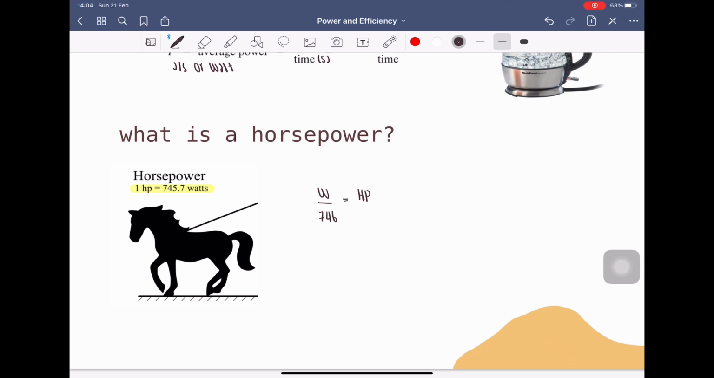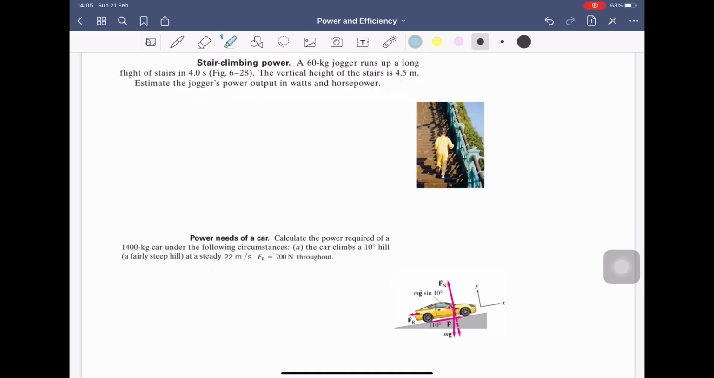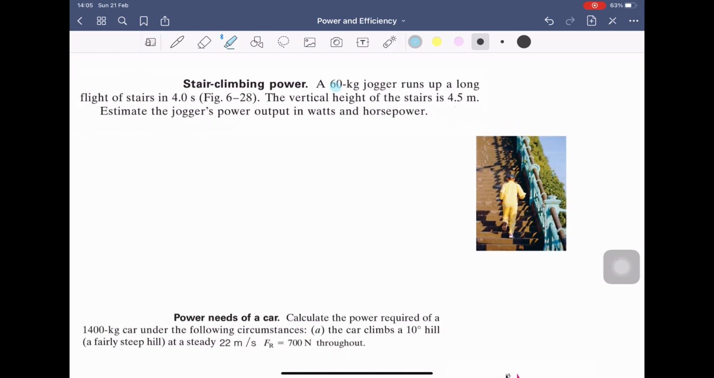Before moving on, let's see a little more about work. Work depends on the system we are looking at. There are many kinds of work. As an example, a 60 kilogram jogger runs up a long flight of stairs in 4 seconds. The vertical height of the stairs is 4.5 meters. Estimate the jogger's power output in watts and horsepower.